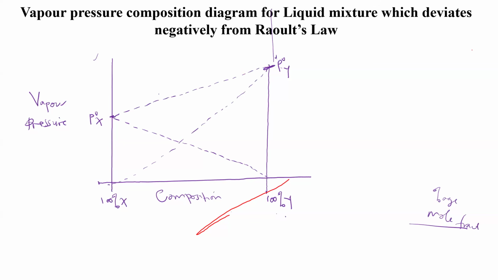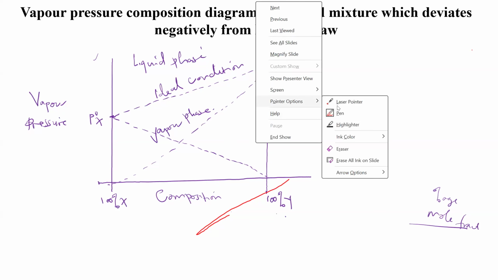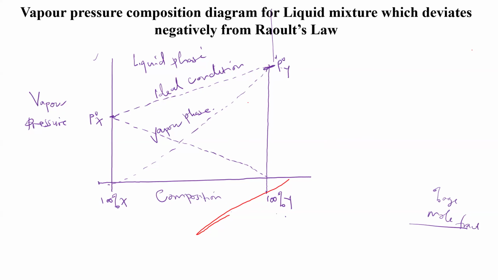And you recall this is the representation of ideal condition. Up here, that's why we have the liquid phase, and then down here is where we have the vapor phase. So since we have our vapor phase there, I'm going to use another color to represent the deviation from the original one.